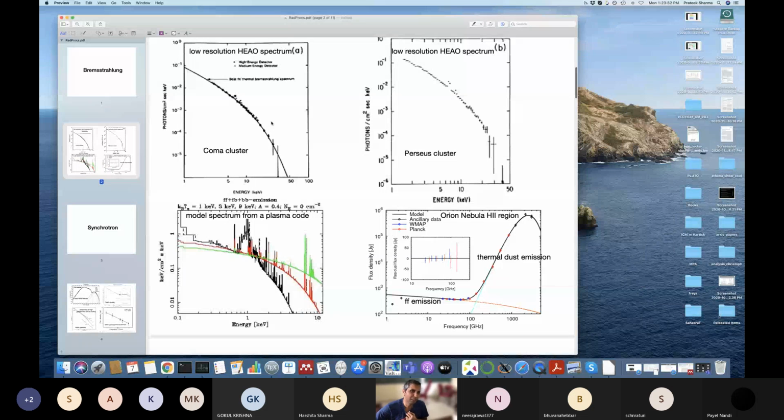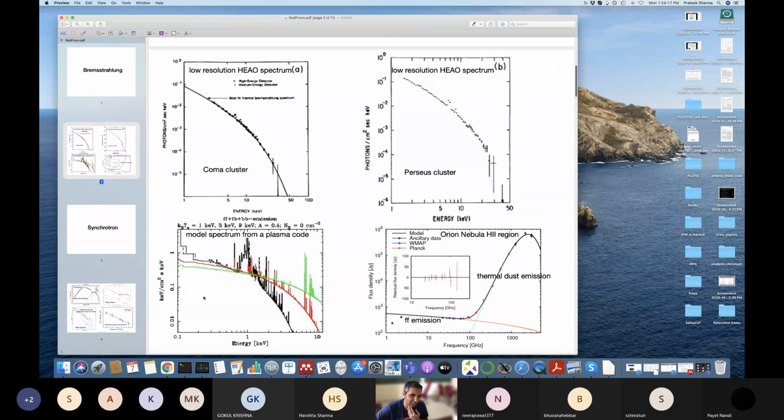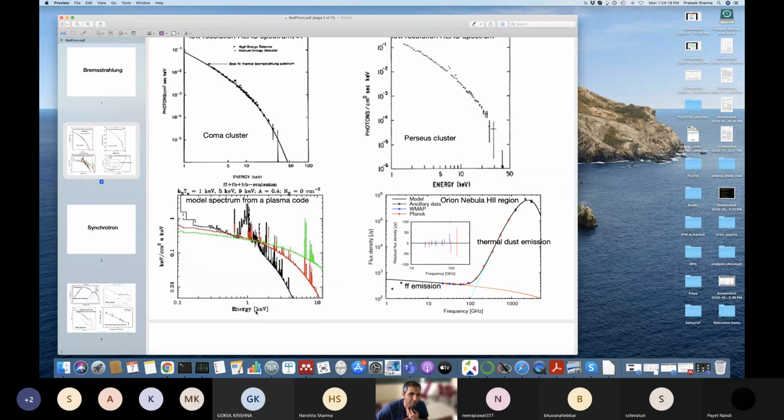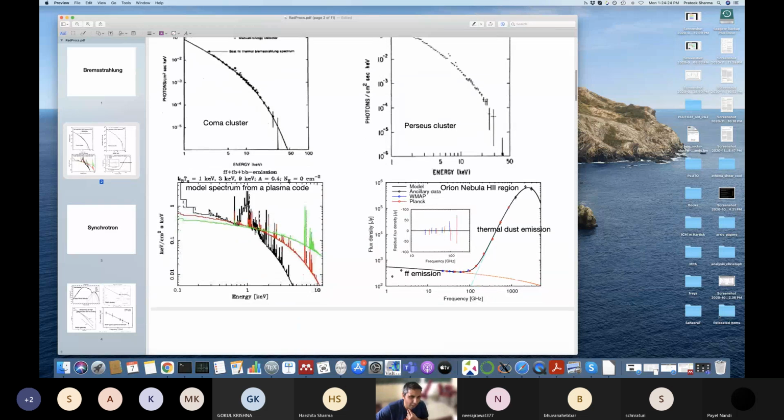People look at these spectra and try to get an estimate for the temperature profile of the galaxy cluster. They try to get an estimate of the distance, because you'll get more photons if the cluster is closer. Now what is this? This is the same thing, the flux as a function of energy. But these are observations from a galaxy cluster. This is a model spectrum calculated from a plasma code.